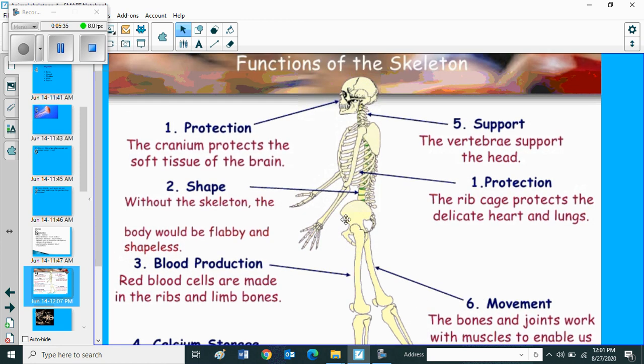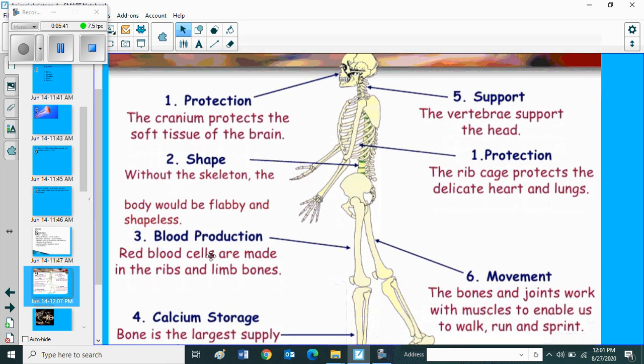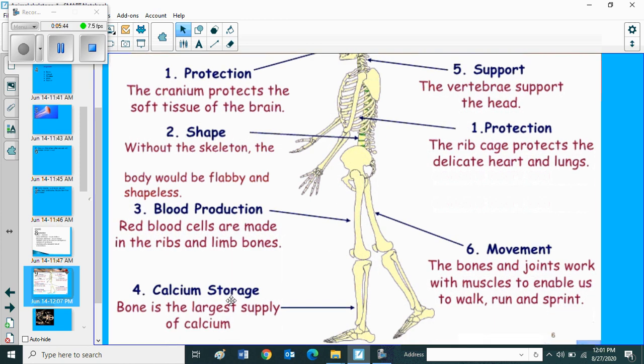So, children, these are the functions of the skeleton. First one, protection. Second one, give shape to our body. Then blood production, calcium storage, support, then movement.